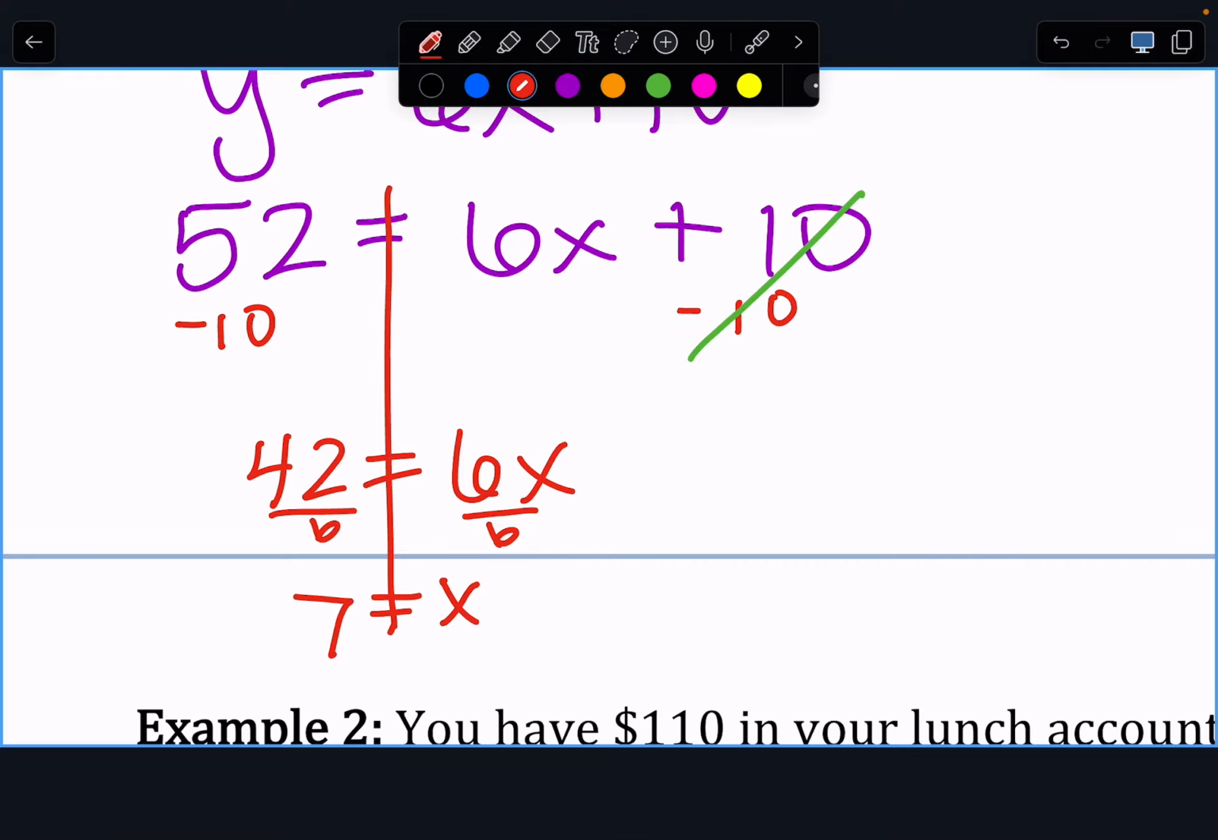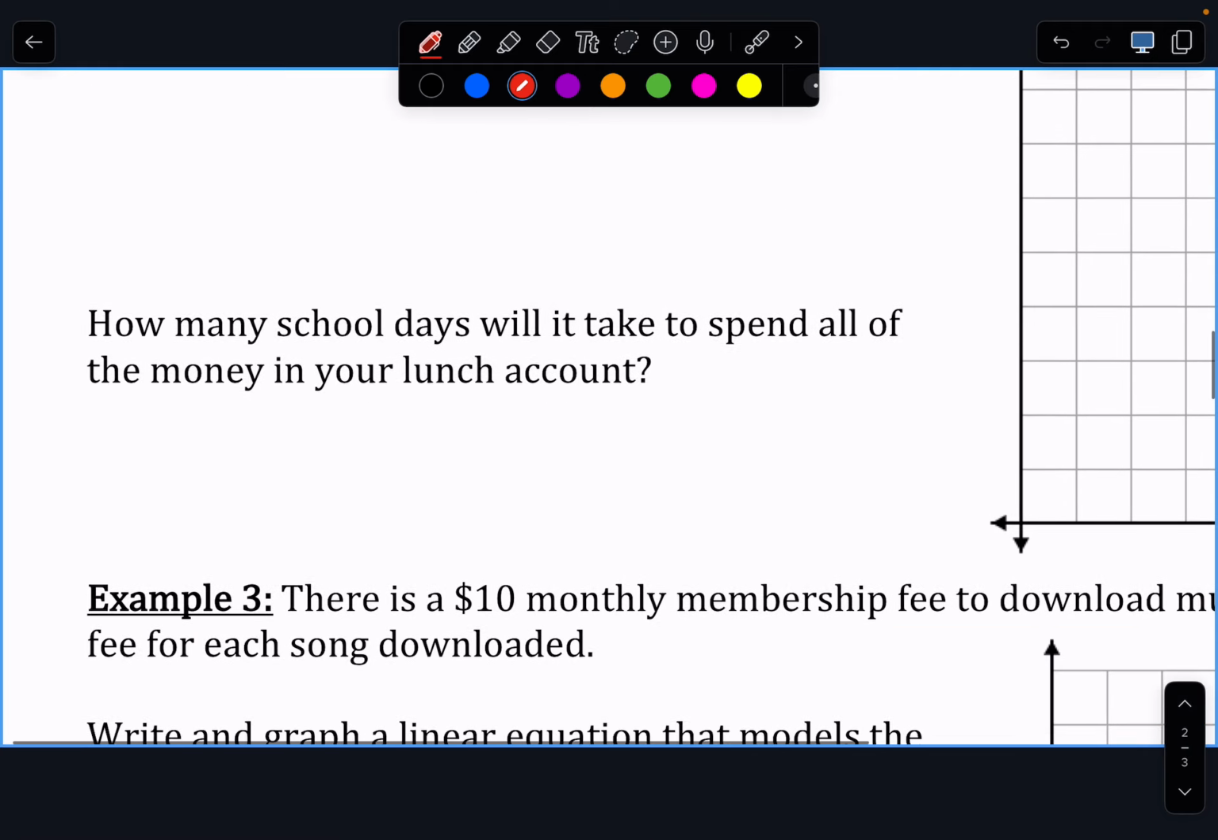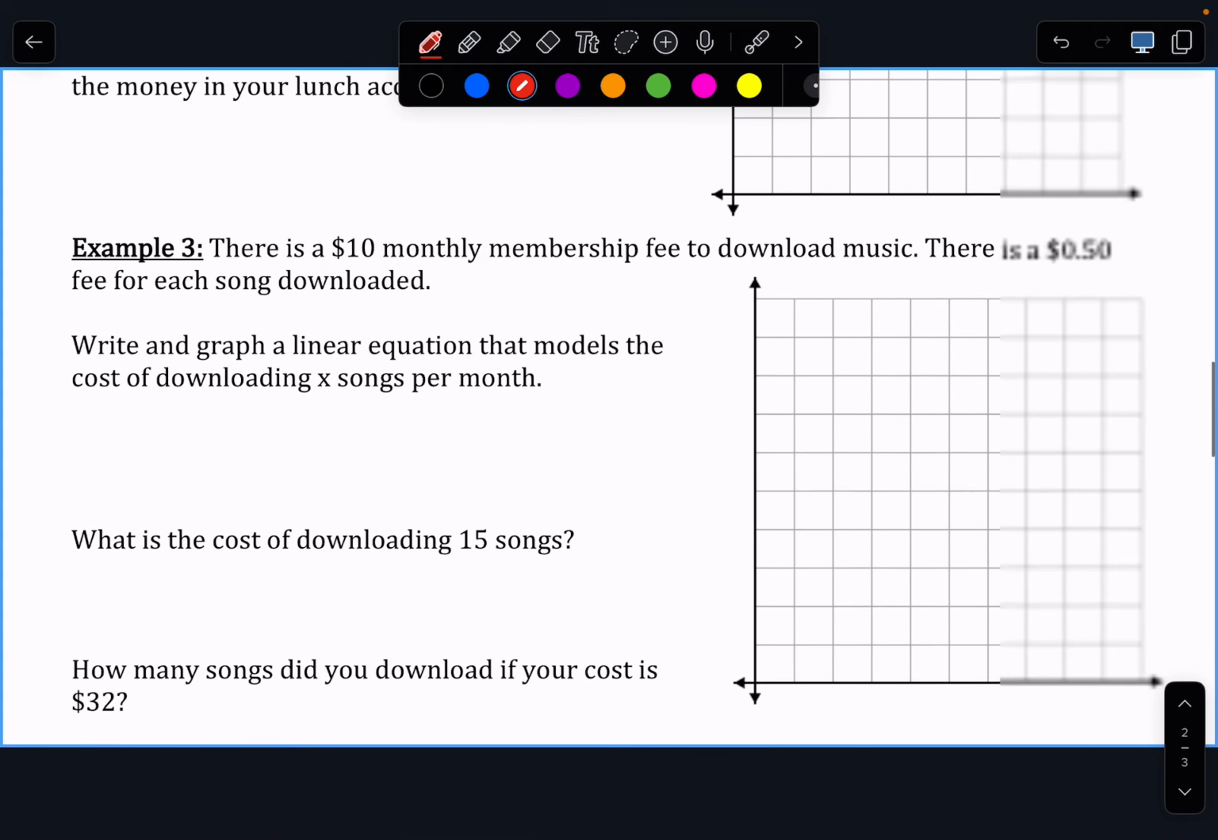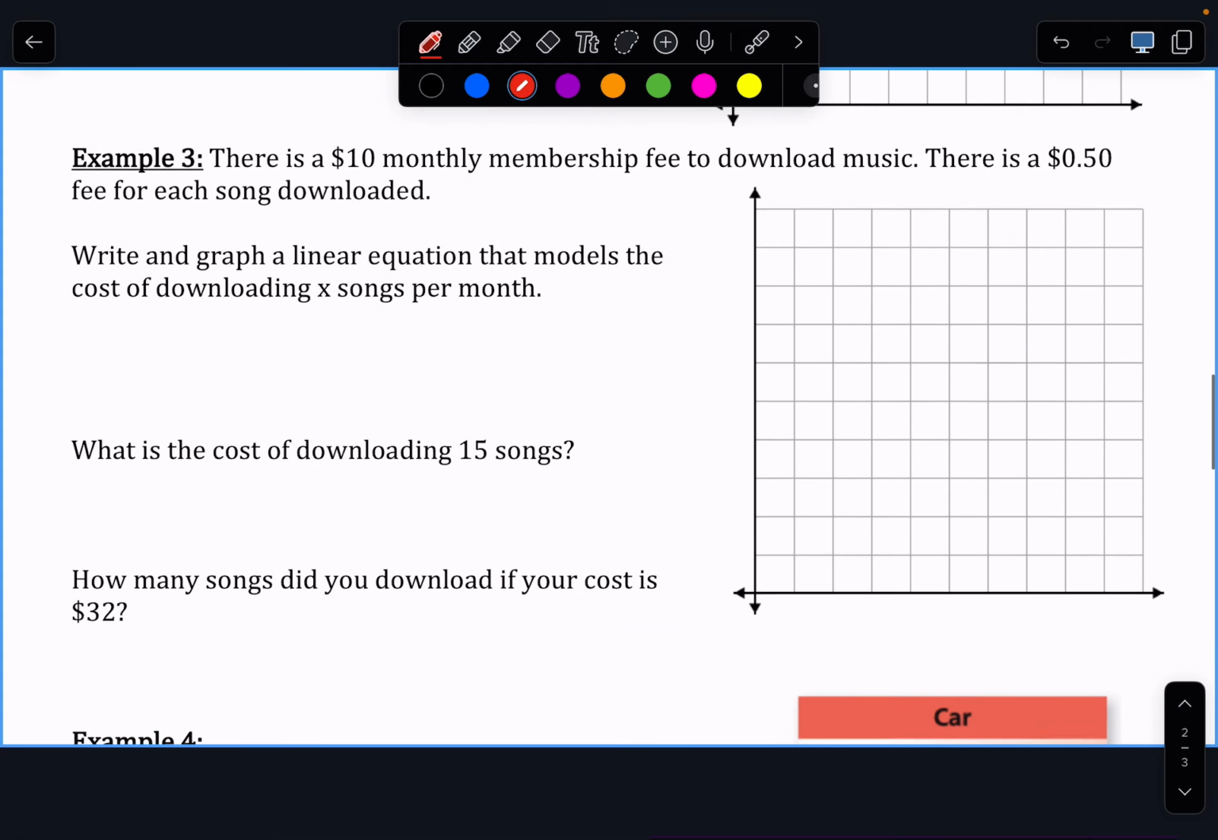I already had this next one. Okay, can you go to page 21 and we're going to look at number 3.